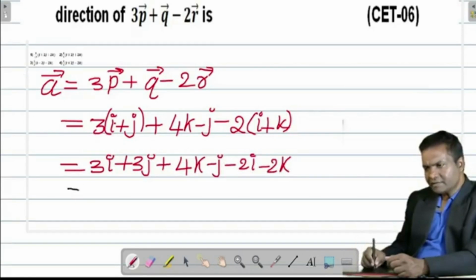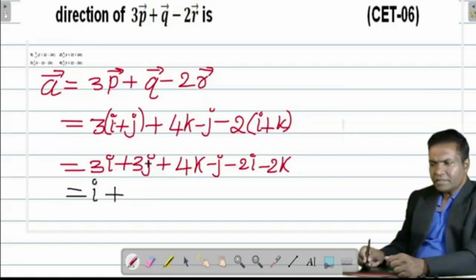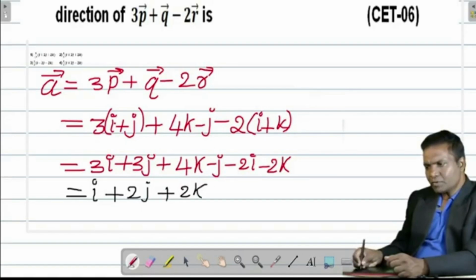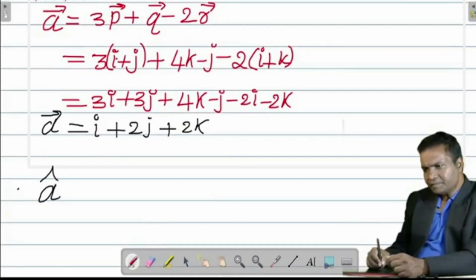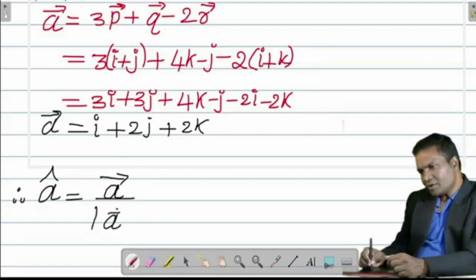And what will we get on simplification? 3i minus 2i is i, 3j minus j is 2j, 4k minus 2k is 2k. This is your vector A. Now we want the unit vector in this direction, meaning we want A cap. So A cap is, as you all know, vector A by its magnitude.